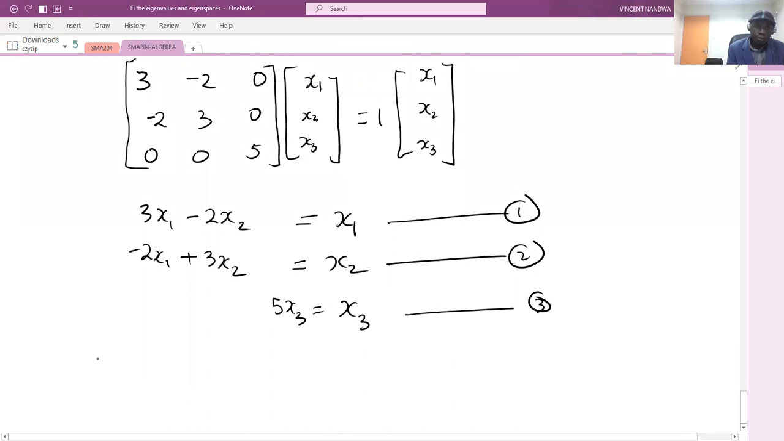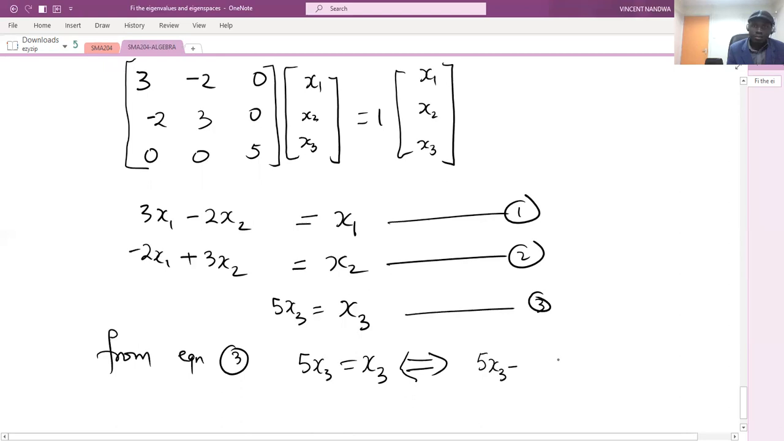Now from equation 3, 5x3 minus 3 equals x3 is nothing but saying 5x3 minus x3 equals 0, which is the same thing as saying 4x3 equals 0, and this implies that x3 equals 0.